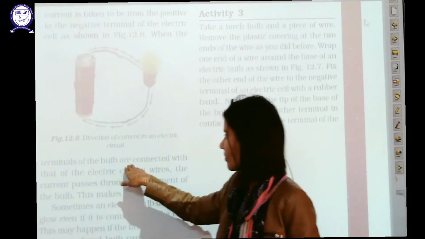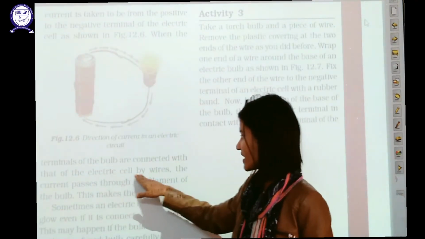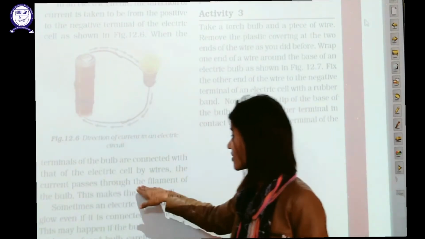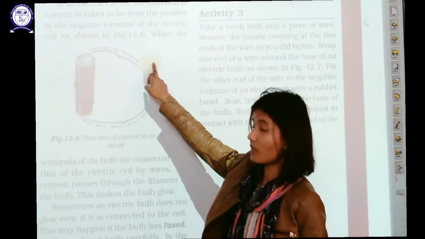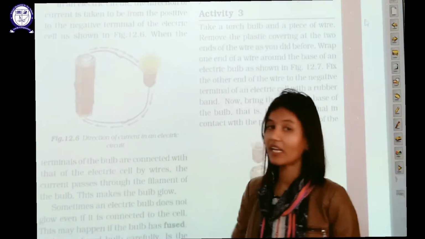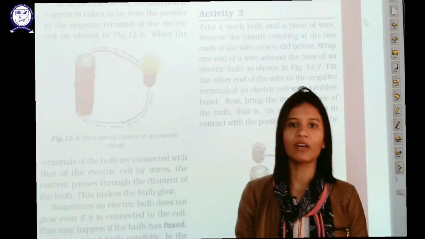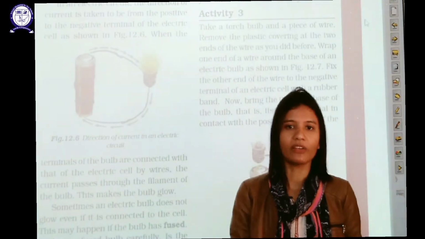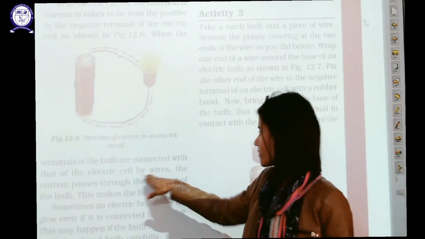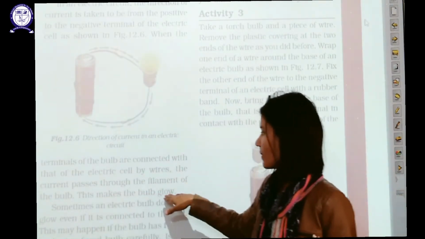When the terminals of the bulb are connected with those of the electric cell by wires, the current passes through the filament of the bulb, which is present over here, and it will heat up that filament. That's why the filament will light up and give you light. Okay, this makes the bulb glow.